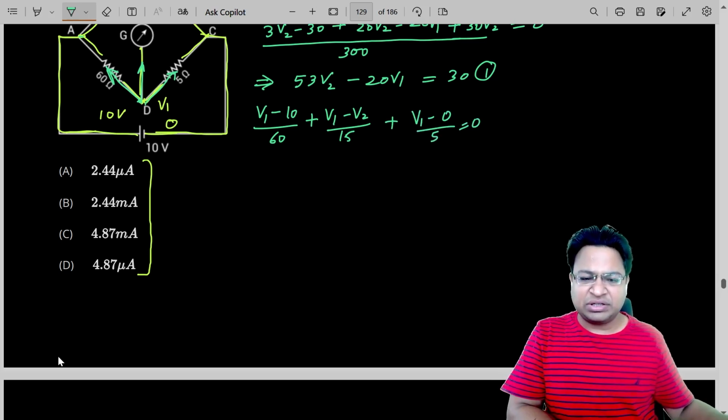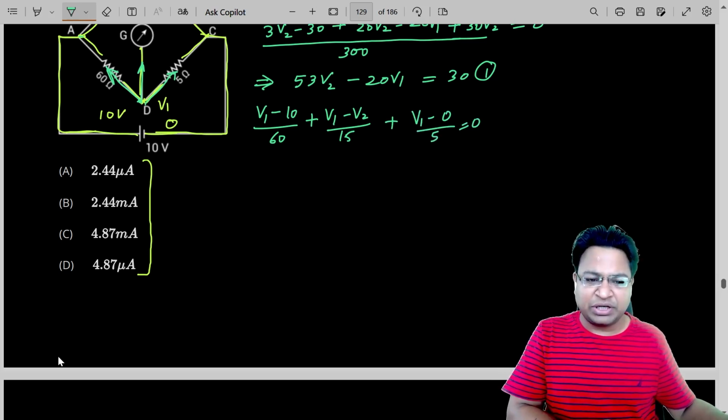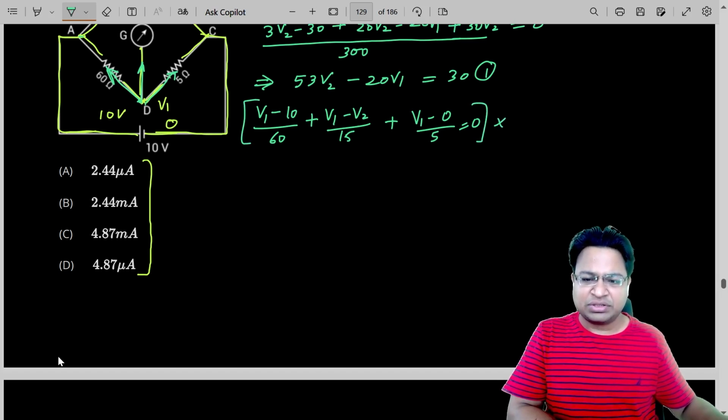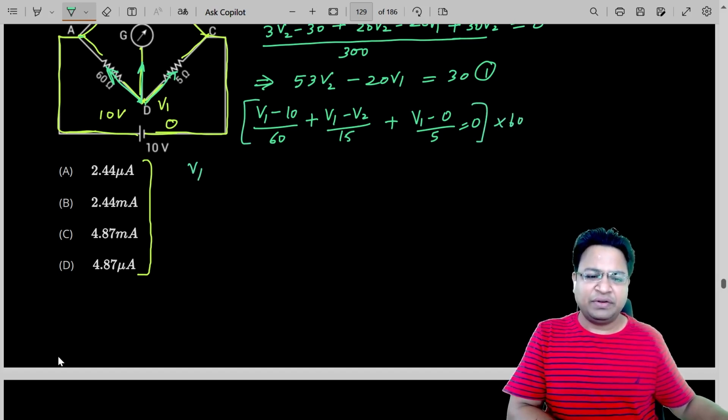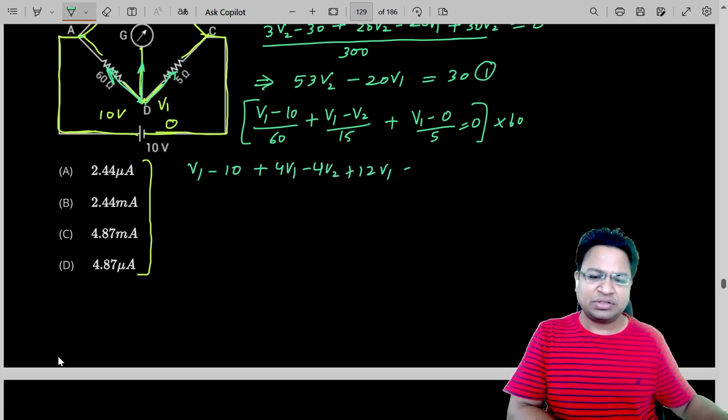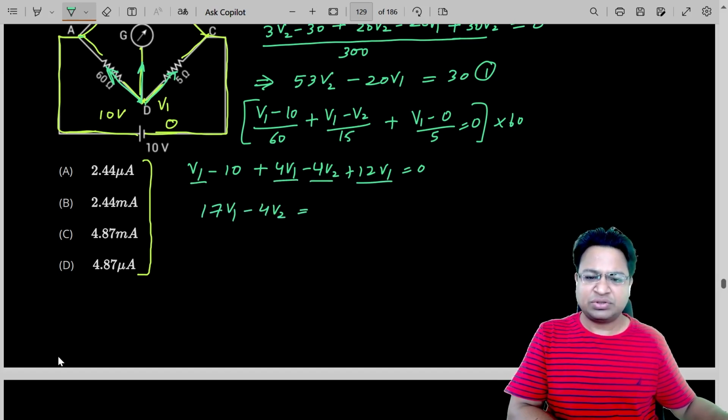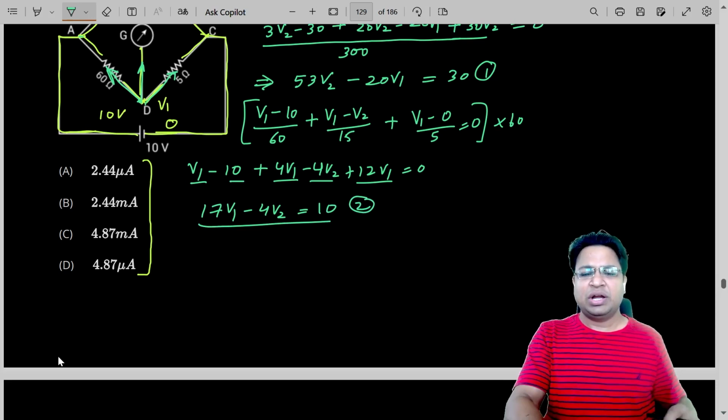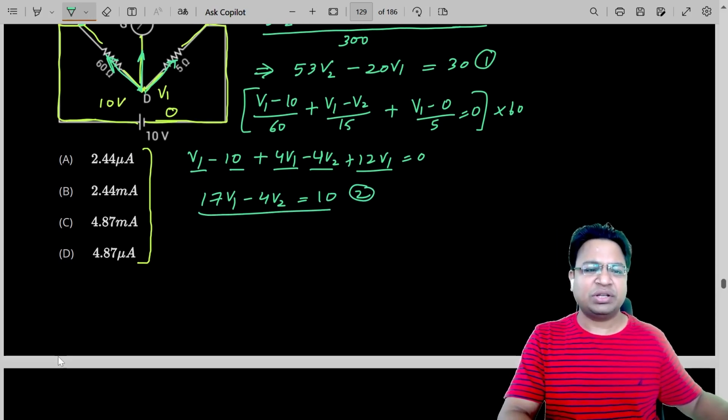And again, here I see that 60 can become the common denominator. So I will multiply this entire equation with 60. That will give me V1 minus 10 plus 4V1 minus 4V2 plus 12V1 is equal to 0. So this then becomes 5V1 plus 12V1, that is 17V1. 17V1 minus 4V2 is equal to 10. So that becomes my second equation. So we have two equations now, and we need to solve these equations to get the value of V1 and V2.